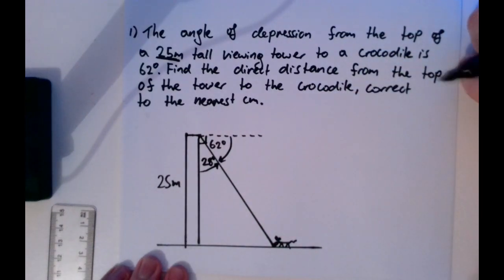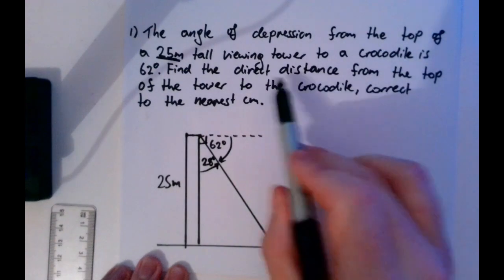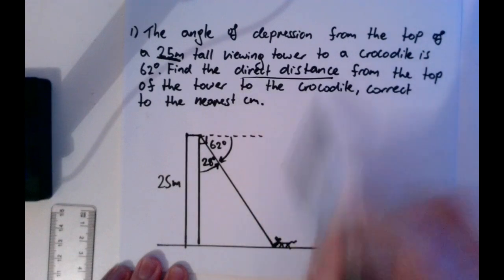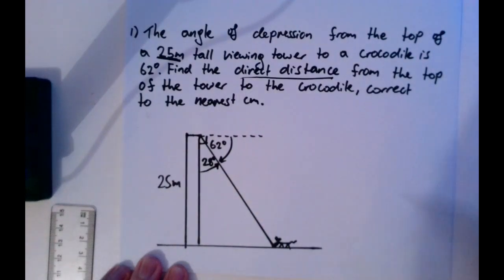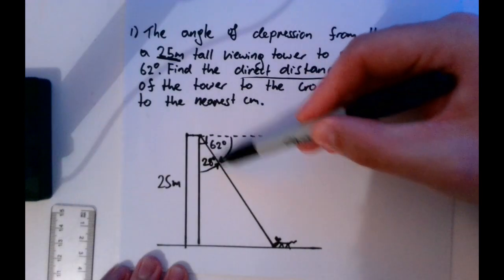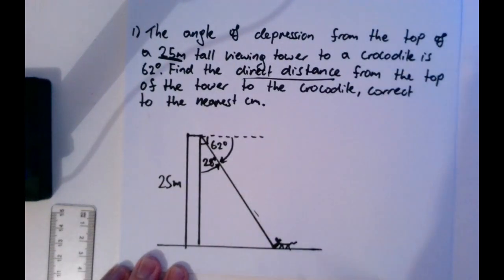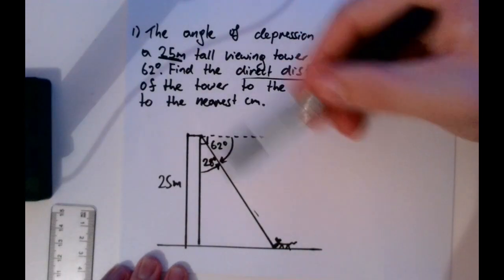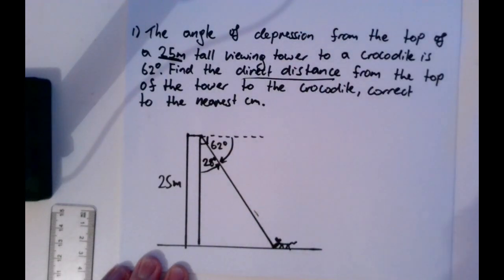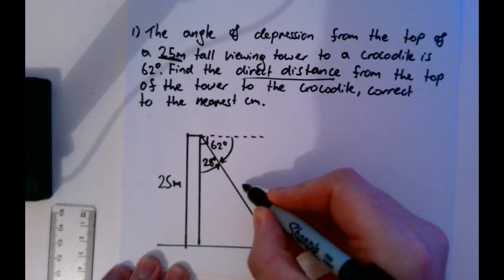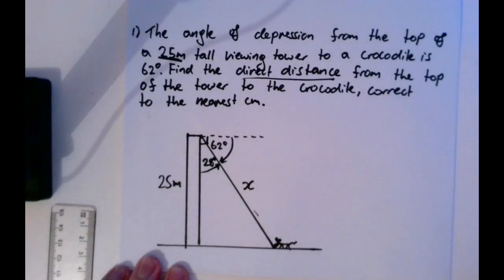Now, the final thing that we need to do is find the direct distance from the top of the tower to the crocodile. In this particular case, the direct distance would mean the hypotenuse, not the vertical up and down distance or the horizontal left and right, but the direct, straight line from the top all the way to the crocodile. So I'm going to label that with x, so I'm being clear about what I want to find.